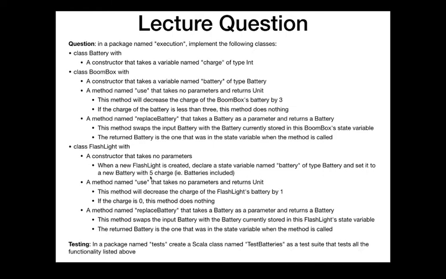Flashlights come with batteries with 5 charge. The use consumes 1 charge of a battery. If the charge is 0, the method does nothing. Technically, if it's less than 0, it should do nothing as well. We'll assume proper usage, that we don't have negative charges. You could have negative charge if you give a boombox negative charge batteries. It shouldn't make sense. And then replace battery does the same thing as it does with the boombox. So we have the same exact functionality in both of the replace battery methods.